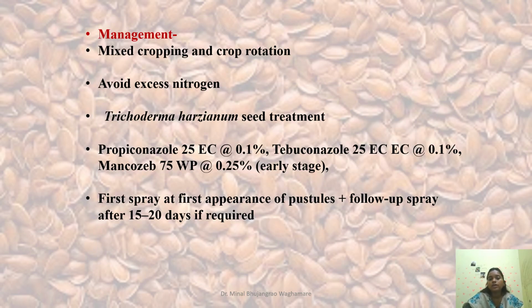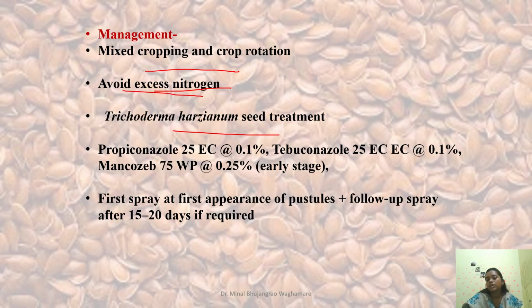Coming to their management, mixed cropping and crop rotation are suggested to break the continuous availability of the same host to the pathogen, to stop its disease cycle. Avoid excess nitrogen. It means excess vegetative growth attracts the pathogen most for this disease. To stop that, we should manage the excess dose of nitrogen.